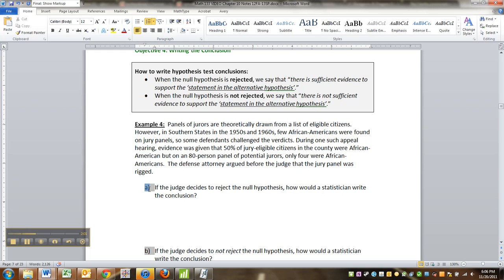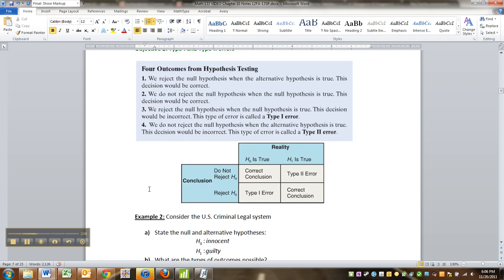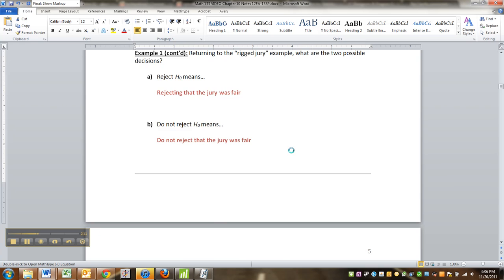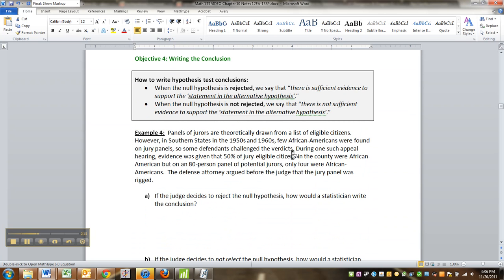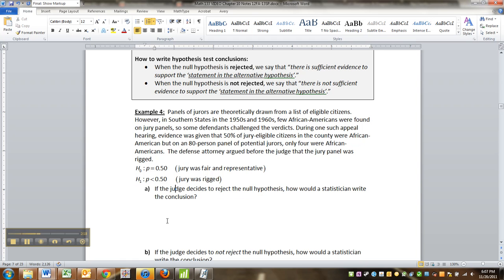So let's look at the jury-rigged example again. Okay, and just to remind you what we had for a null and alternative hypothesis. Let me bring it down. We had that p was equal to 0.5, or we have p is less than 0.5. Okay, so if you reject the null hypothesis, then you're stating that there's enough evidence. There is sufficient evidence, or you can say enough evidence, to support the claim that the jury was rigged.